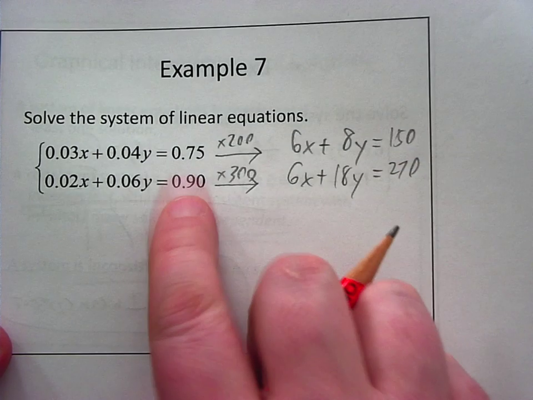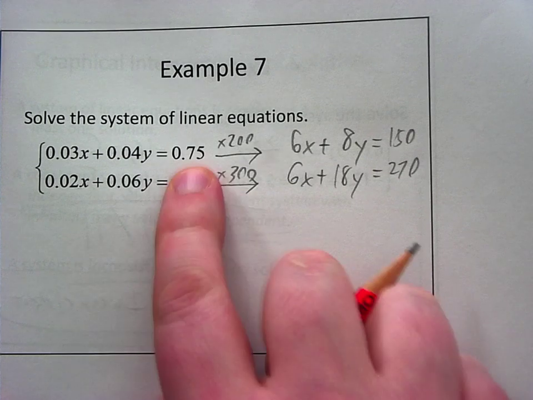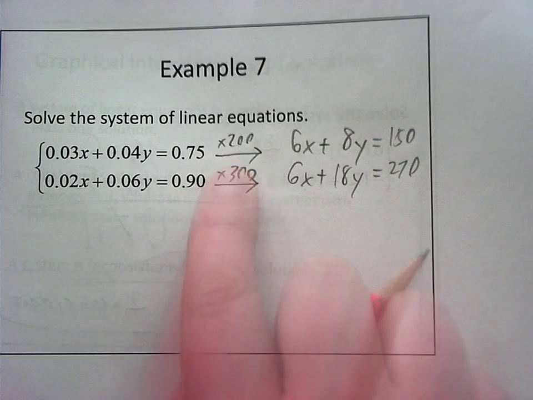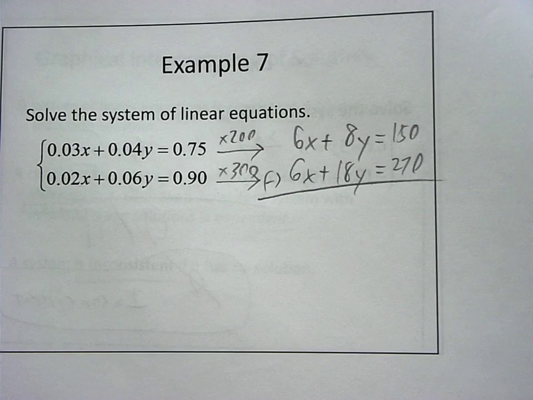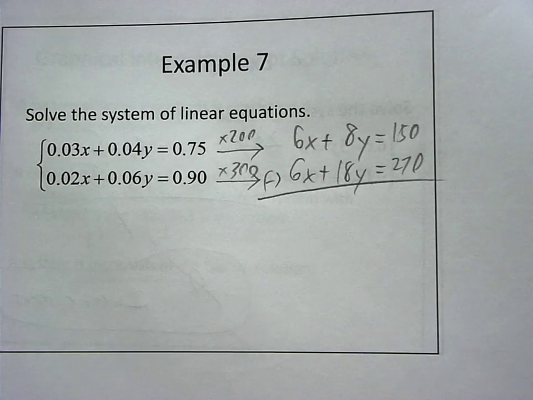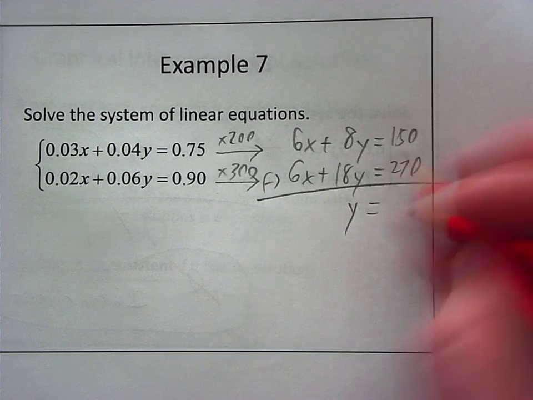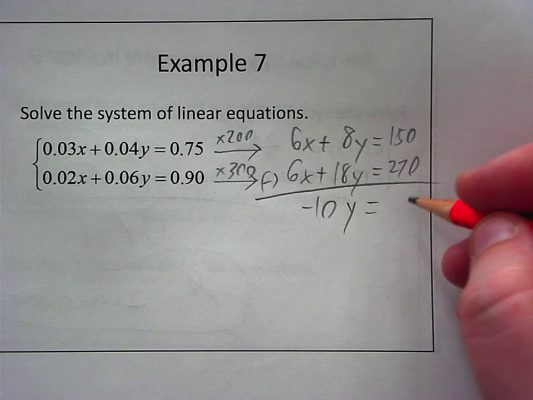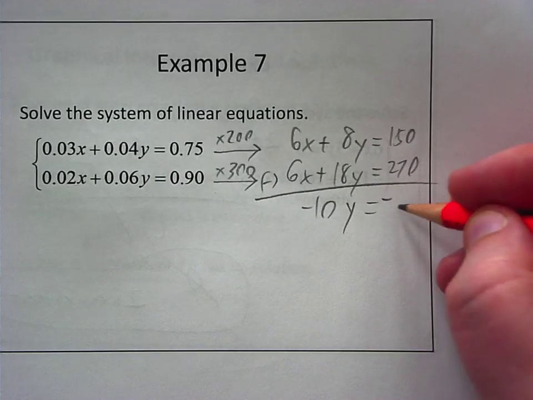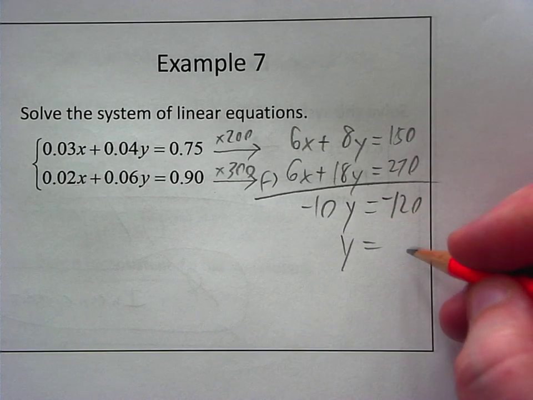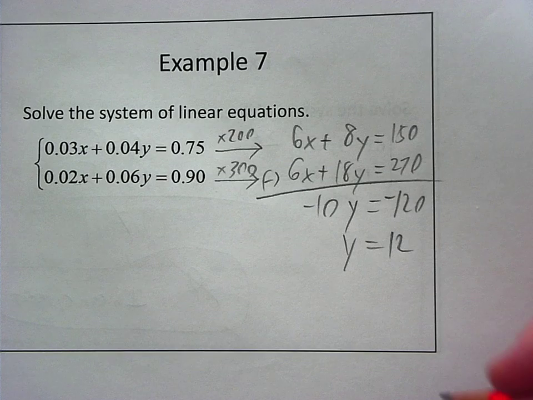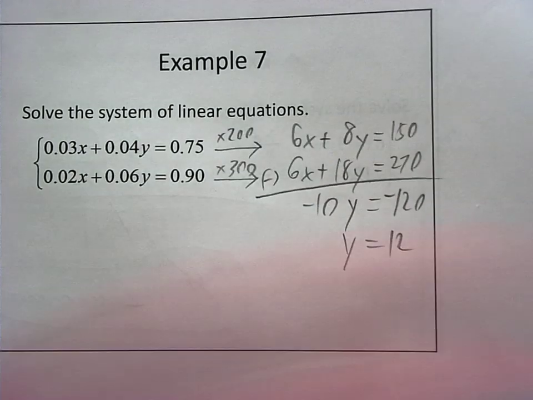270. Because this says 90% of 300. This is 75% of 200, right? If you think about it that way. Subtract them. X goes away. What do you have in the coefficient on the y? And over here? Negative 120. So y is equal to 12.